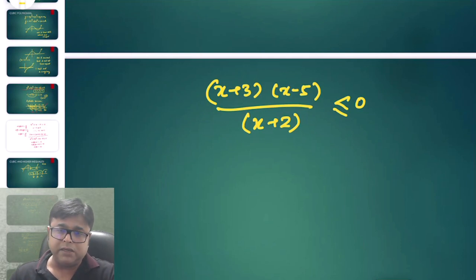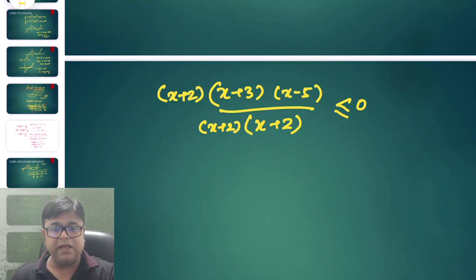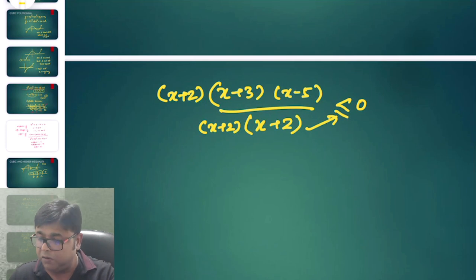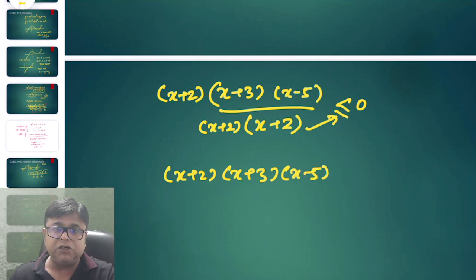So rather than this, I can make the denominator positive by multiplying and dividing. If I multiply and divide, it will not make any difference to my expression, but what it will help me with is that the denominator has become positive. Now I can safely cross multiply, 0 into anything is 0. So the implication becomes this. Always remember, whenever you're not sure of the denominator being positive or negative in an inequality, make it positive by multiplying and dividing.